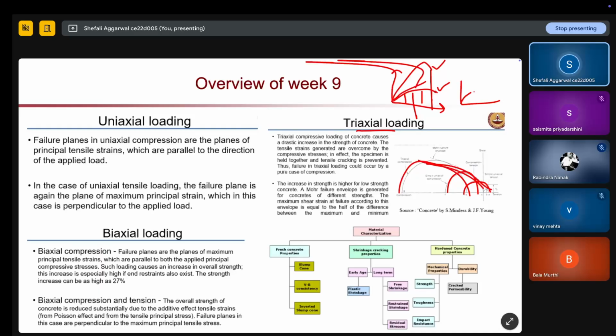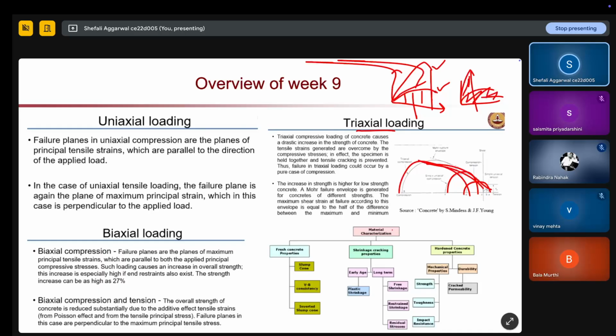If you have a curve like this and a curve like this, the area under the curve in this one is less than this area. So more area means more toughness but lesser strength, and less area means more strength but lesser ductility or lesser toughness value.